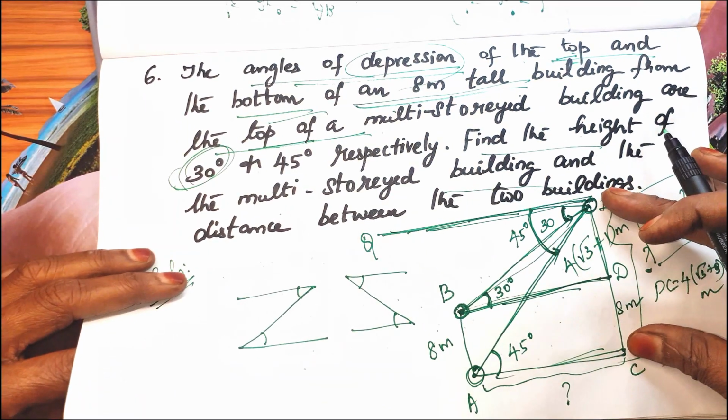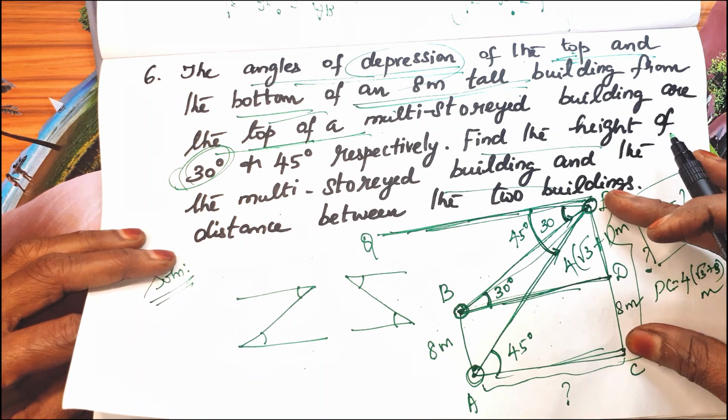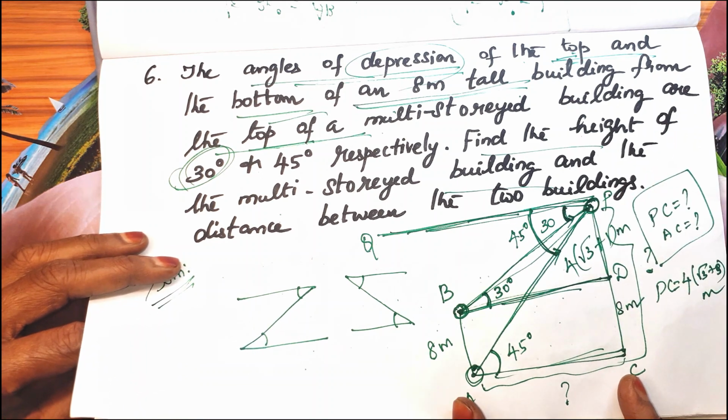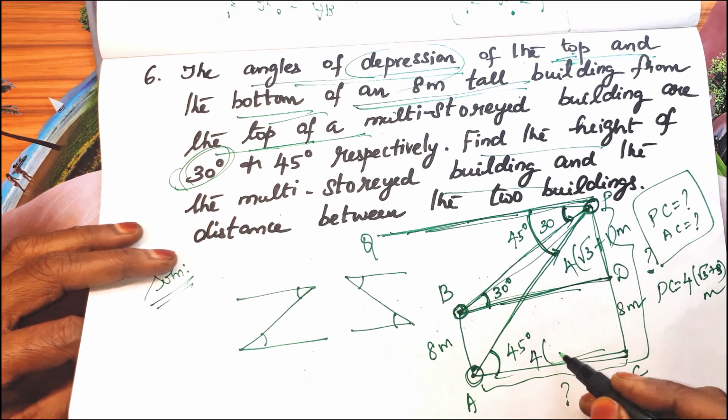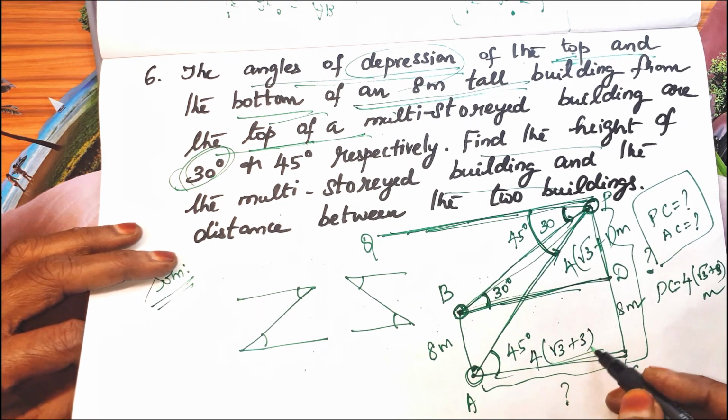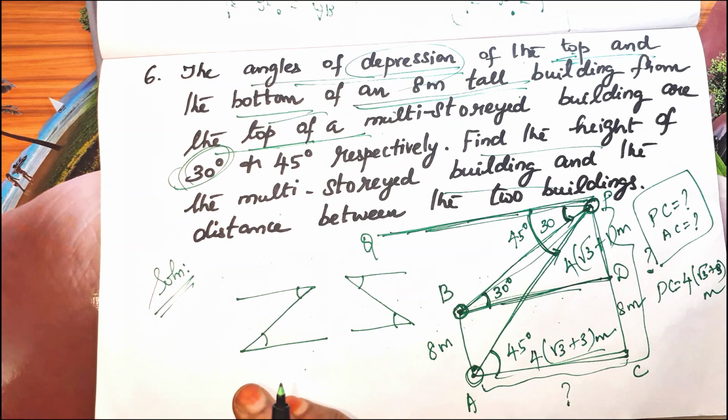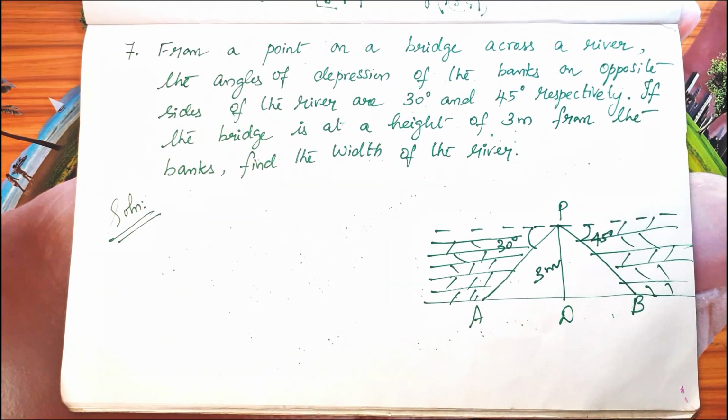So this height is also 4 into root 3 plus 3, and the distance between the two buildings is also 4 into root 3 plus 3 meters. Is it clear? The next problem.